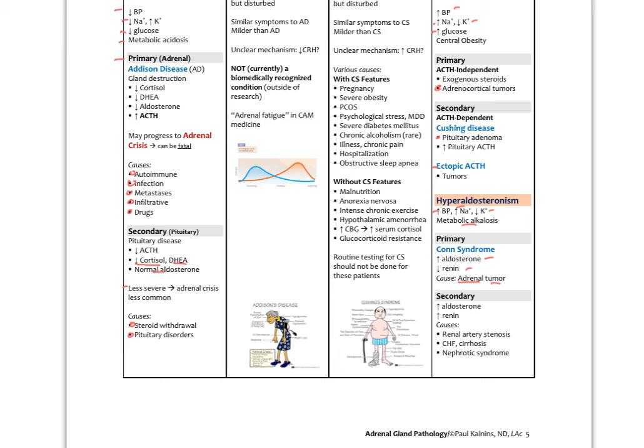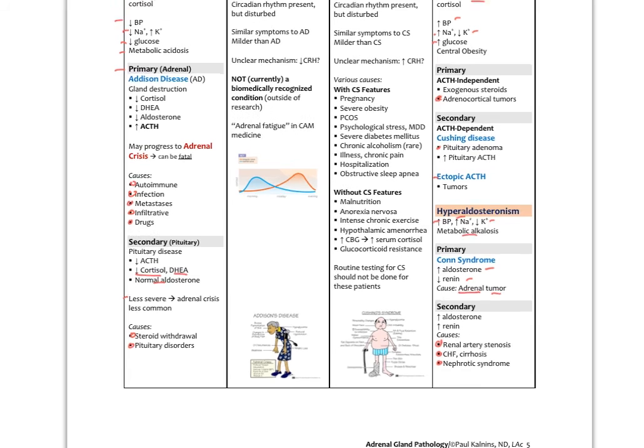And the most common cause for this would be either renal artery stenosis, so you're getting less blood flow into the kidney, so they're sensing that and they start churning out more renin, and that in turn raises aldosterone, or congestive heart failure, liver cirrhosis, or kidney disease, nephrotic syndrome. All those could be causes of secondary hyperaldosteronism. All right, so that's the two extremes there.